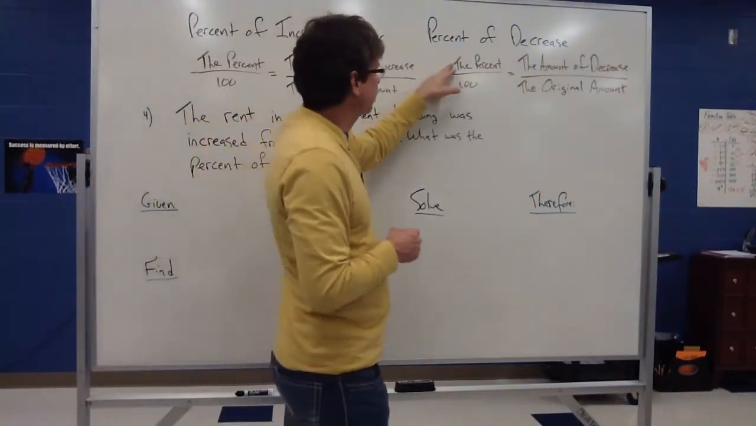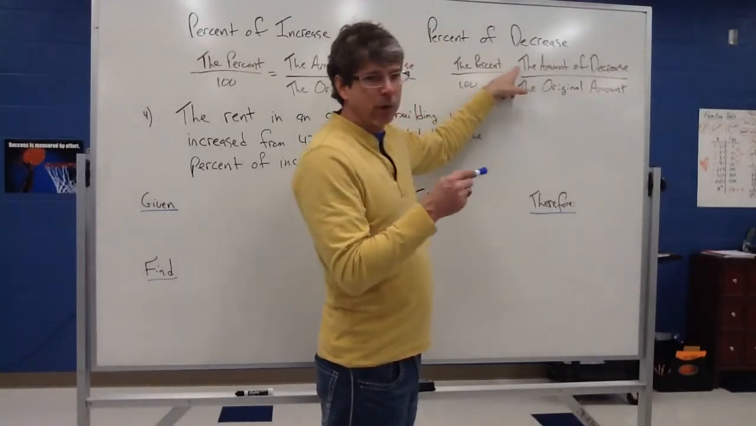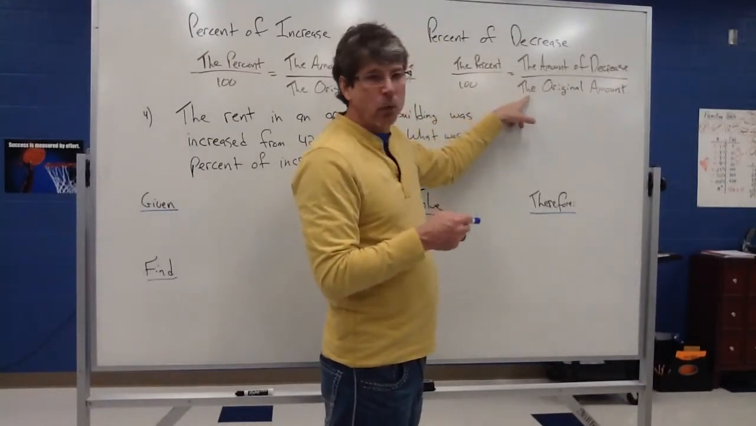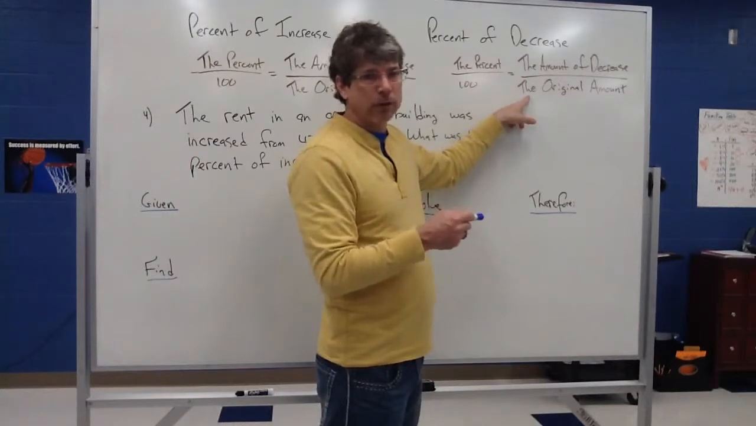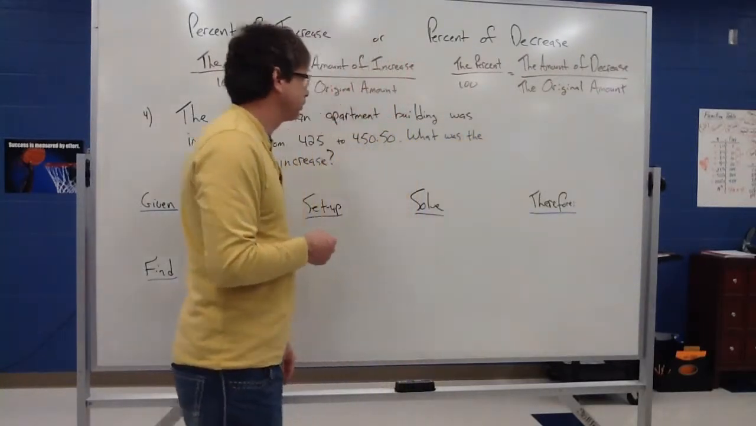Or if I'm talking about percent decrease, it's still the percent over 100, but the amount of decrease is the part that it went down. But I have to pay attention: what did it go down from? What was that original number? What was that original value that it decreased from? That's going to be my original amount.